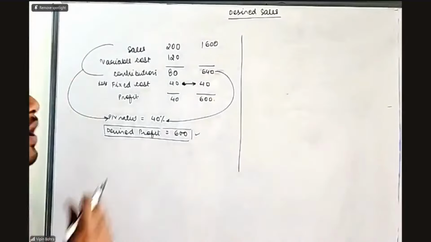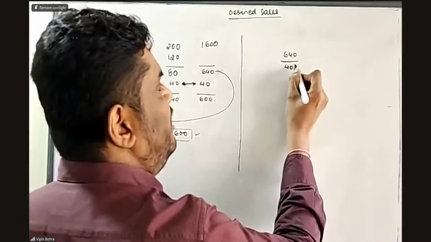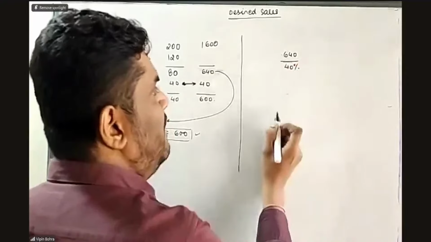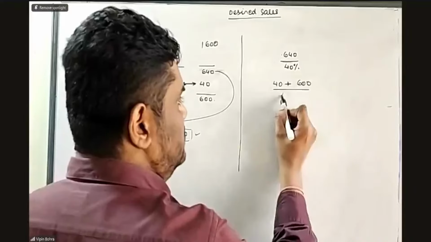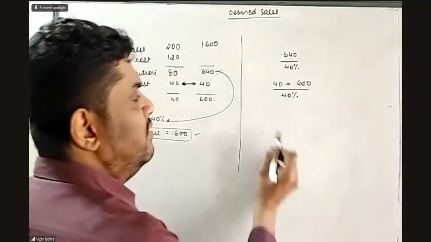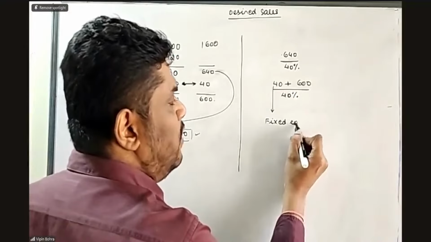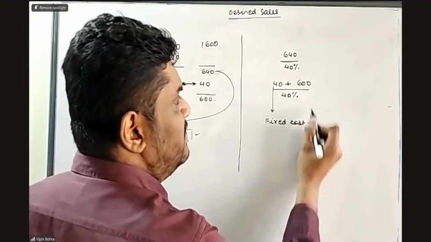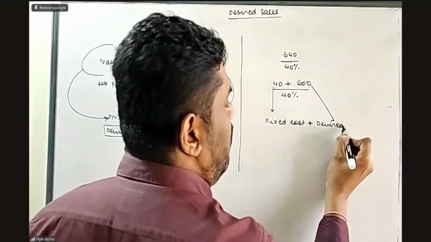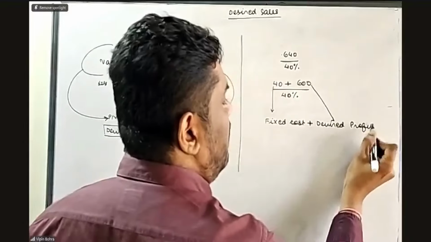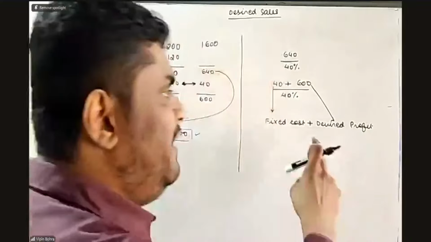Now, very important, guys, what actually I did? 640 divided by 40%. How come I got 640? 40 plus 600 divided by 40%. So 40 is what? My fixed cost, plus 600 is what? My desired profit. At break-even sales, my desired profit was 0. So that's why I have skipped this point.